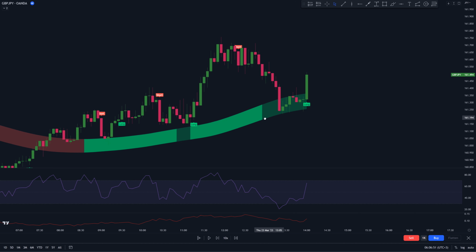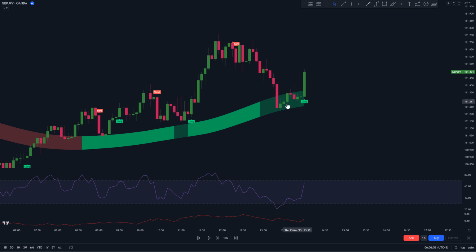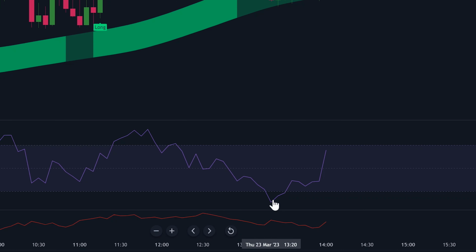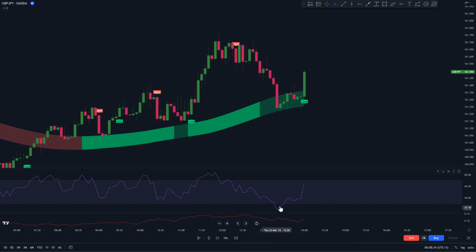The third condition is that during the pullback, and when I say during the pullback, what I mean by that is the time when the trend ribbon is colored dark green. So from here to here, this is what I refer to when I say during the pullback. Okay, so during the pullback, we want this RSI line to break below the 30 level. This indicates that the market was oversold in an uptrend and signifies a higher probability of an upward move.